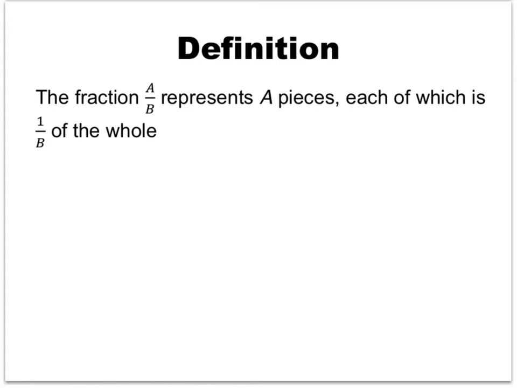Now let's go on to define a more general fraction. The fraction a over b represents a pieces, each of which is 1 over b of the whole. When we talk about a general fraction, we're going to start off with dividing the whole into b pieces. Each one of those pieces is 1 over b. And then in the fraction a over b, we're going to take a of those pieces.